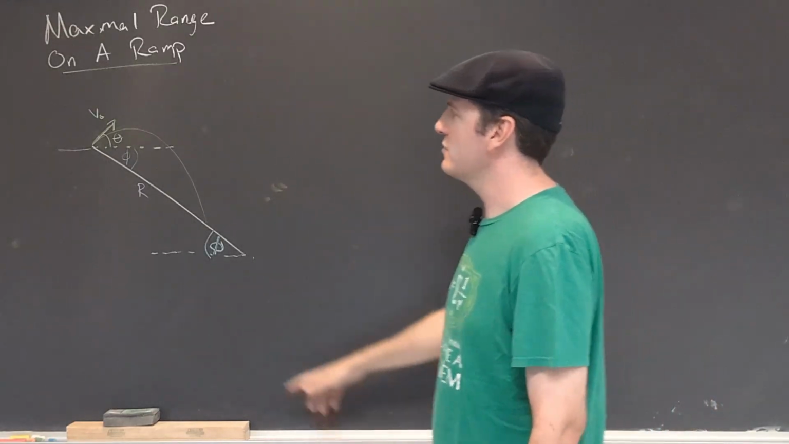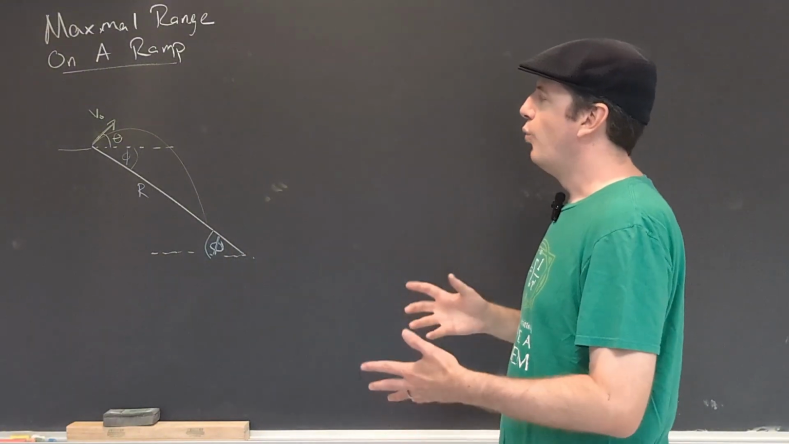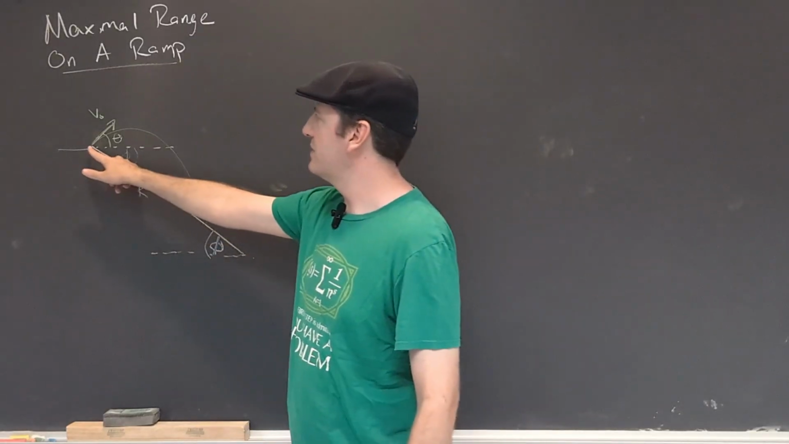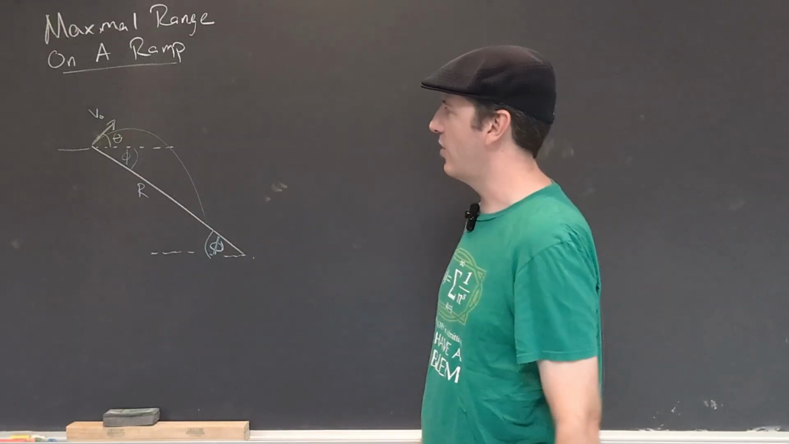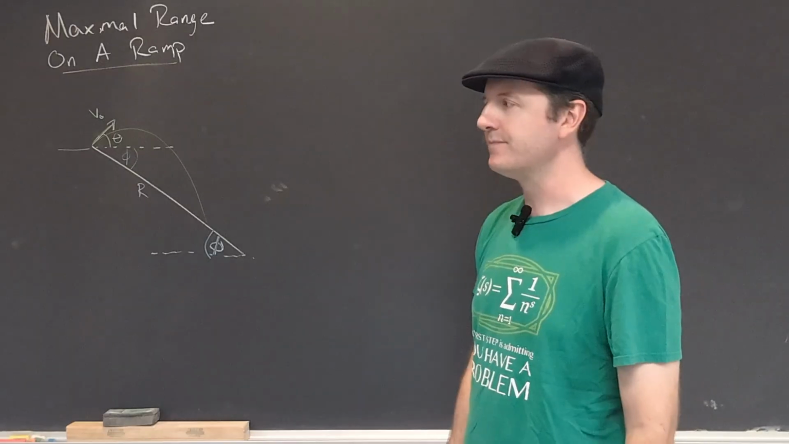apex. So our projectile is going to follow this orange path, and the question is, what is the maximum possible range that we can get? In other words, this distance from the launch point to the end point, that diagonal distance r, what's the maximal value if we're fixed in our launch speed?